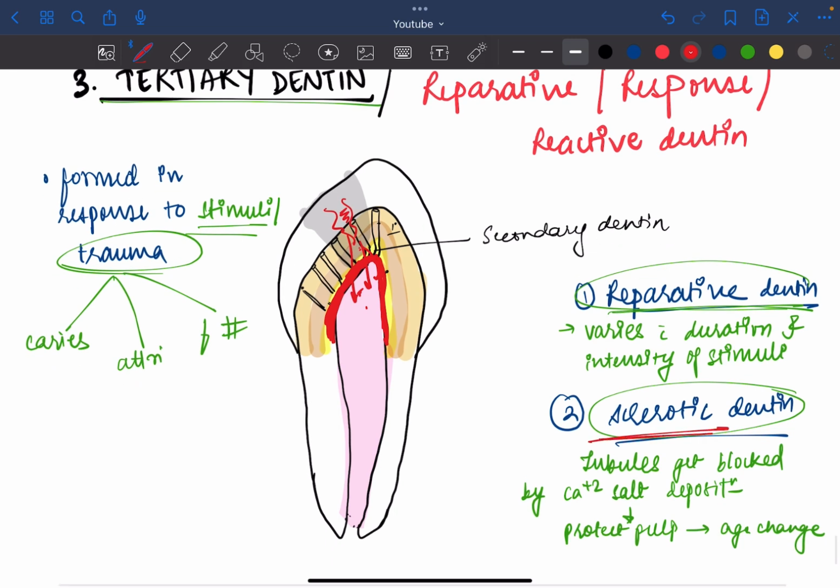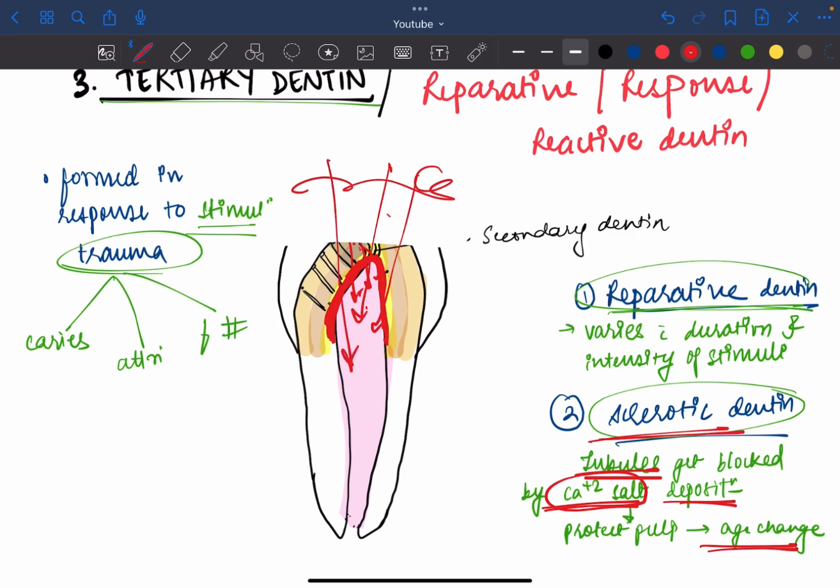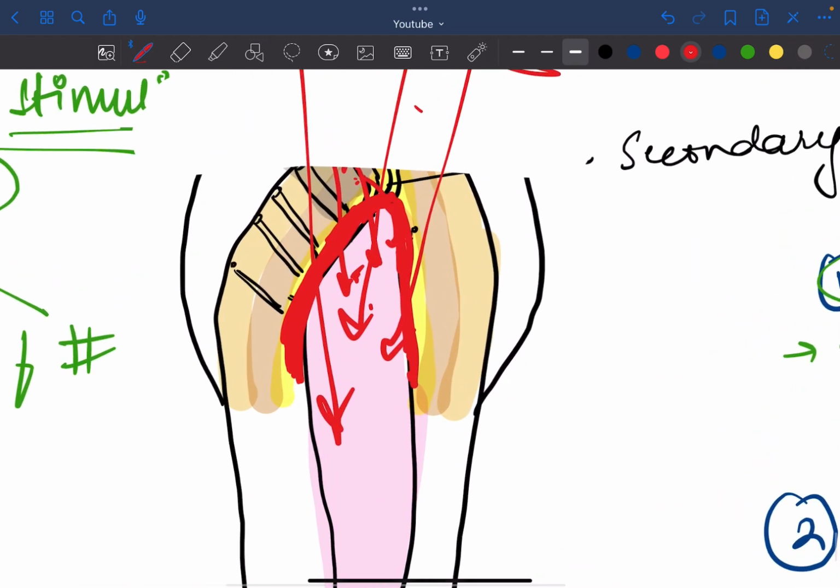Next we have the sclerotic dentin. What happens, the dentinal tubules get filled with calcium salt. Okay, this is also because of the age changes. What happens in older age, there is attrition of teeth, so a lot of dentin and enamel get exposed to the external environment, and there are high chances of the percolation of fluids into the pulp. So to prevent that, these dentinal tubules get filled with calcium salts, and it prevents any percolation of fluid into the pulp.